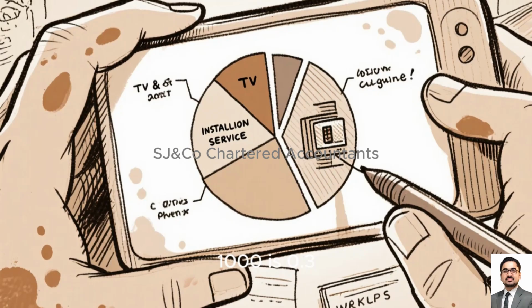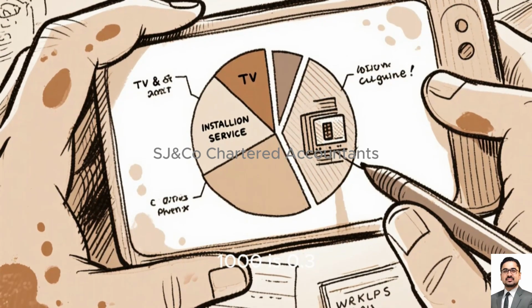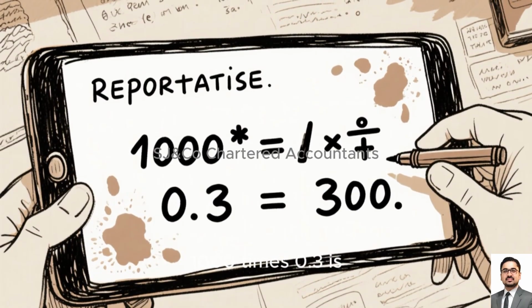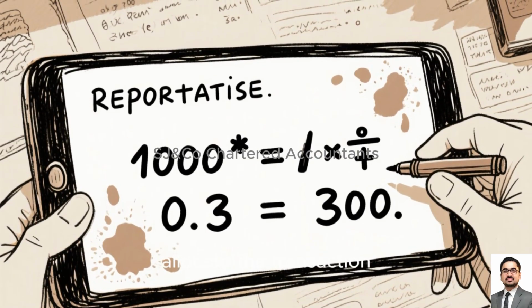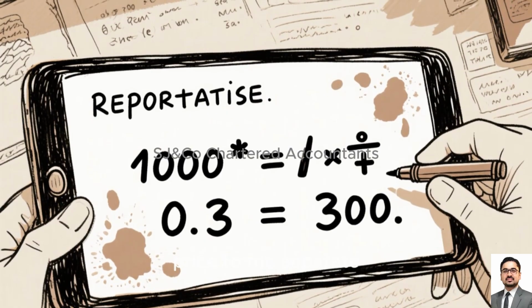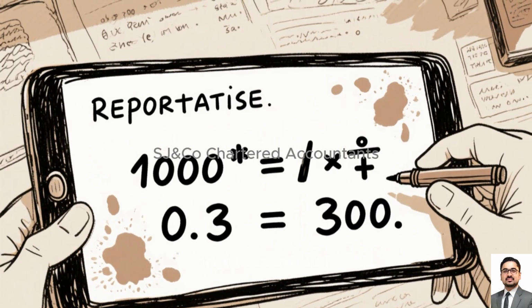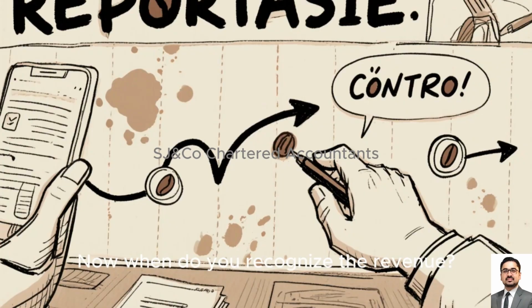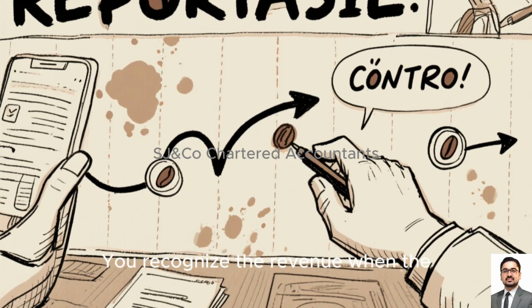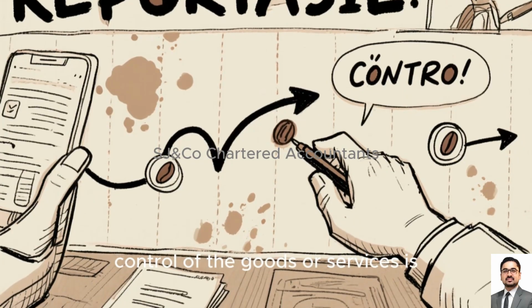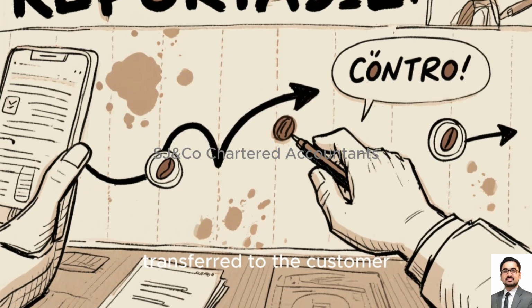300 1/1000 is 0.3. 1,000 times 0.3 is 300. So this is how you allocate the transaction price to the separate performance obligations in the contract. Now, when do you recognize the revenue? You recognize the revenue when the control of the goods or services is transferred to the customer.